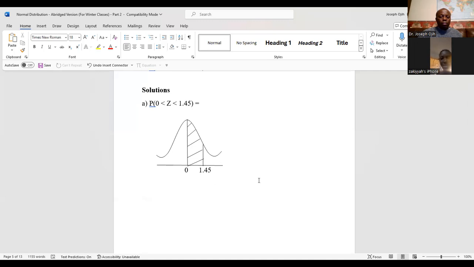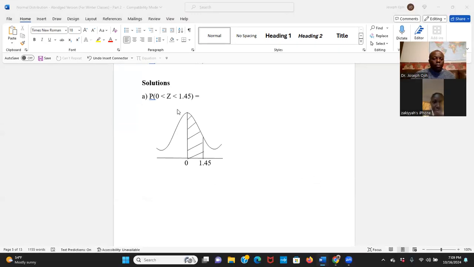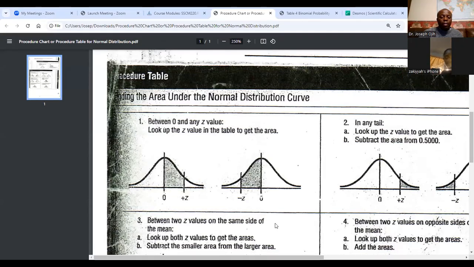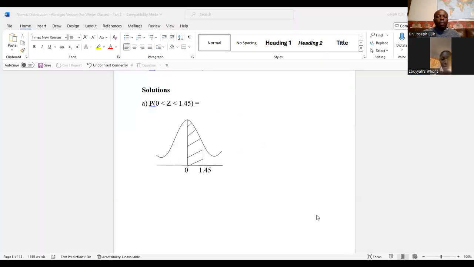Okay, let's look at this. So this is our Z value here, 1.45. Let's look for this on the table. That one says if it is in this shape, just look at the Z value in the table to get the area. So we just go and find the Z value. The table, 1.45. Okay, 1.45, I believe it is.